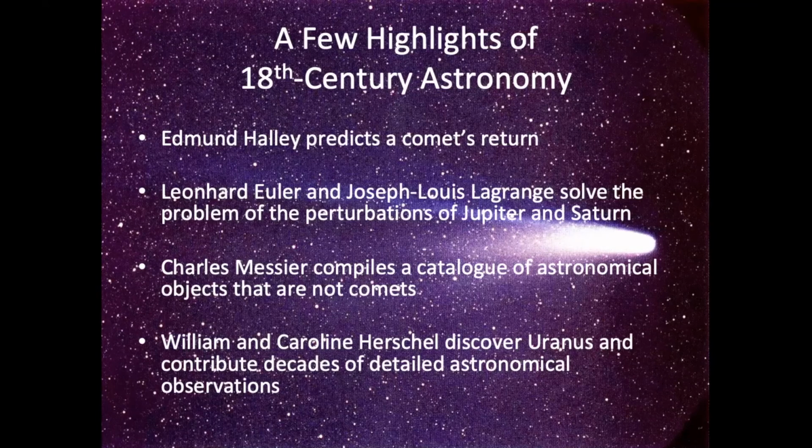A lot happened in astronomy in the 18th century, so here I will only give a few highlights. One is that Edmund Halley predicted the return in 1758 of the comet that bears his name, Halley's Comet. In 1748, the French Academy of Sciences offered a reward for solving the perturbations of Jupiter and Saturn. It's because their gravity affects each other as they go around the sun. This would eventually be solved by Leonhard Euler and Joseph Louis Lagrange.